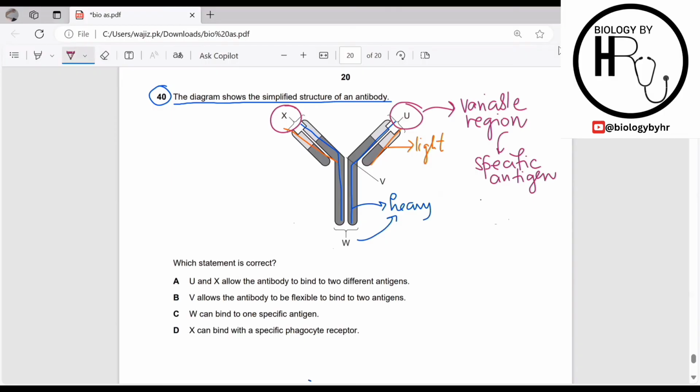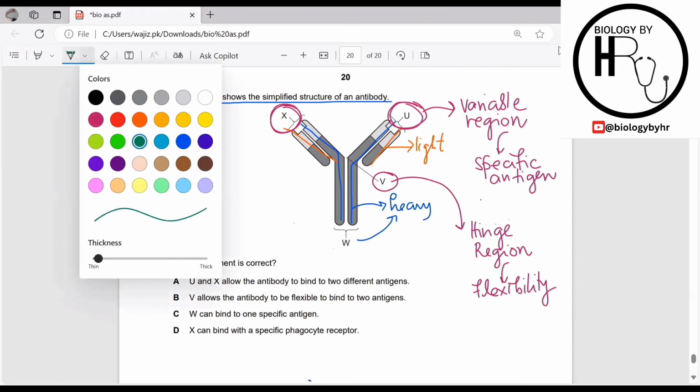If I discuss structure V over here, this structure V is basically the hinge region. What does this region do? This region provides the flexibility to the antibody molecule. What is the significance of it providing the flexibility? It is so that the two binding sites over here, which are X and Y, can make contact with the antigens that are separated by a slightly different distance.